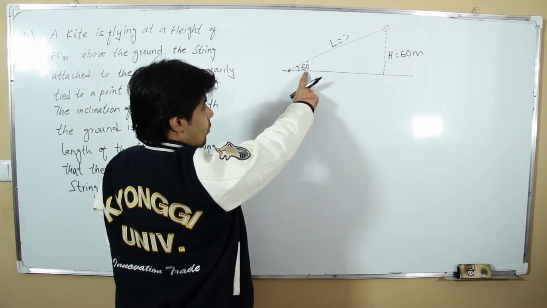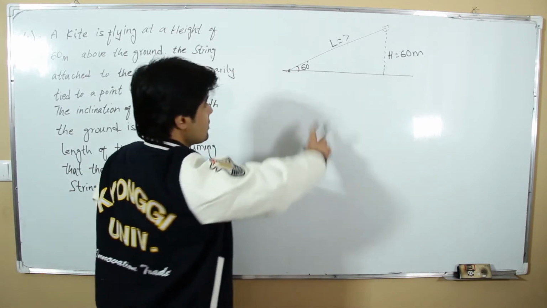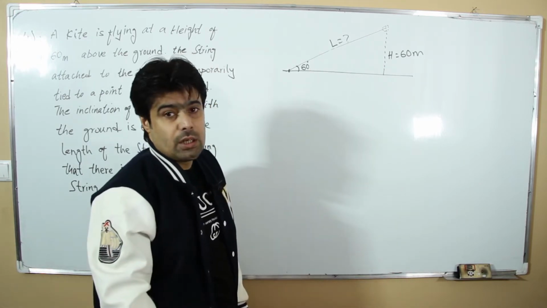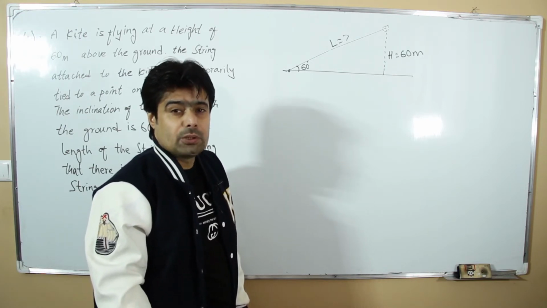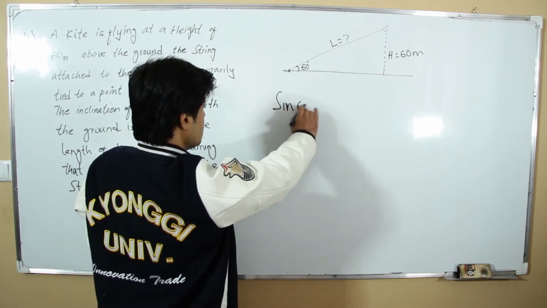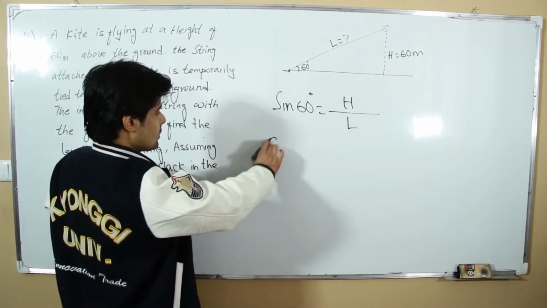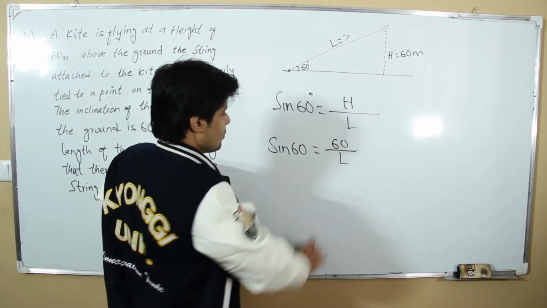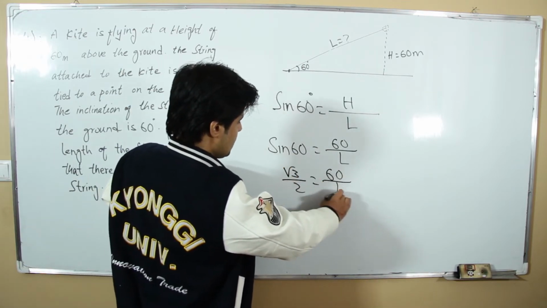Now, what do you think? For 60 degree, what options are given? First, we have h, which is opposite for 60. Second, the question is the L, which is hypotenuse. Definition between hypotenuse and opposite is, I think, sine. So you have to define sine. Sine of 60 is h divided by L. Now, sine of 60 is, h is 60. L we don't have. Sine of 60 is root 3 divided by 2, which is 60 divided by L.